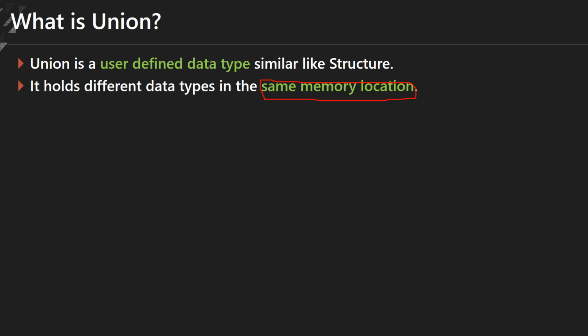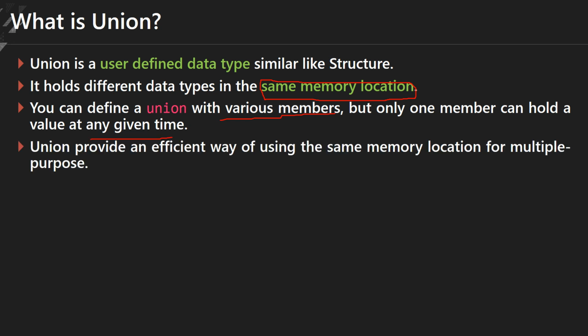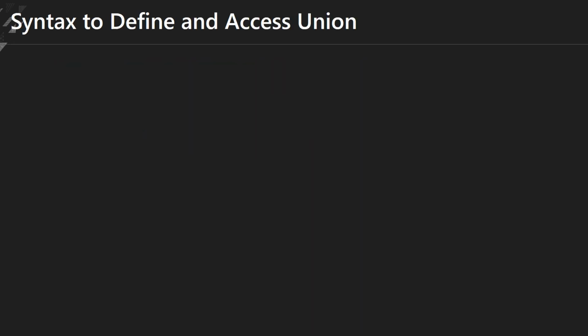It holds different data types in the same memory location. You can define a union with various members, but only one member can hold a value at any given time. Union provides an efficient way of using the same memory location for multiple purposes.